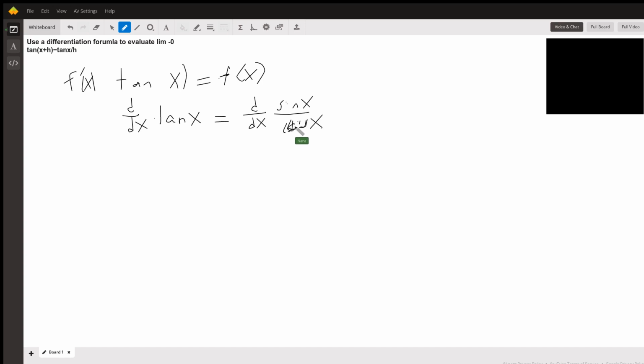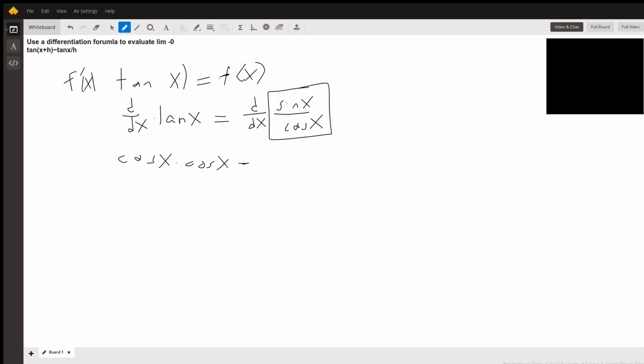Sorry, the board is laggy a little bit. But this is sine x over cosine x. Now we know that when you have a quotient, you have to do the quotient rule. So if you use the quotient rule, what you'll get is cosine x times cosine x, and if you remember the quotient rule, you can look at the things you have to multiply. But I'm just writing it out for you here.